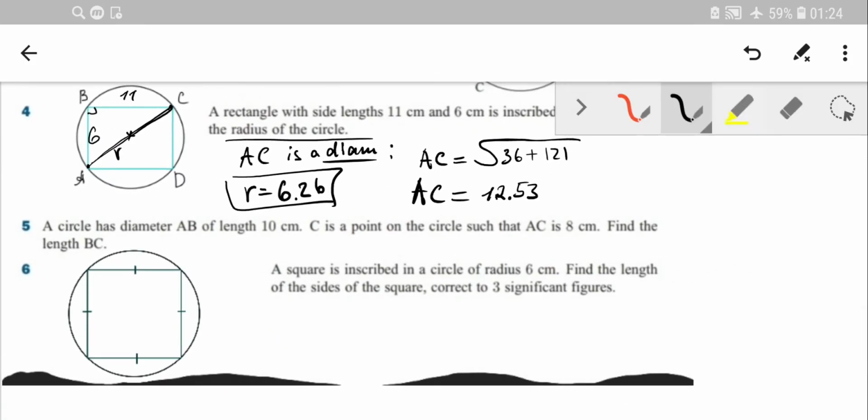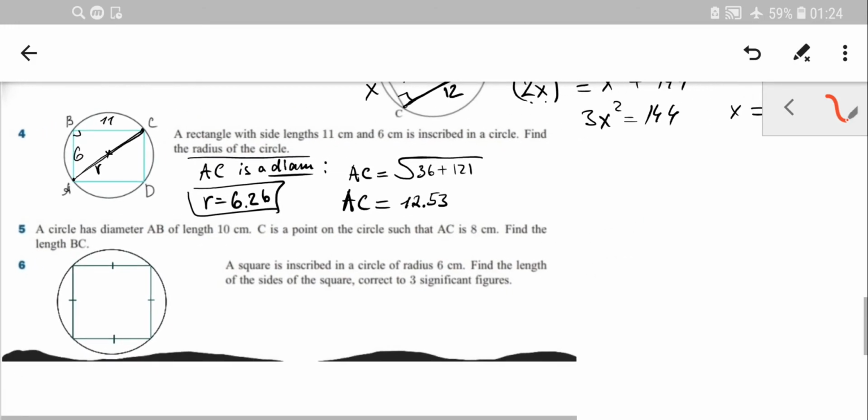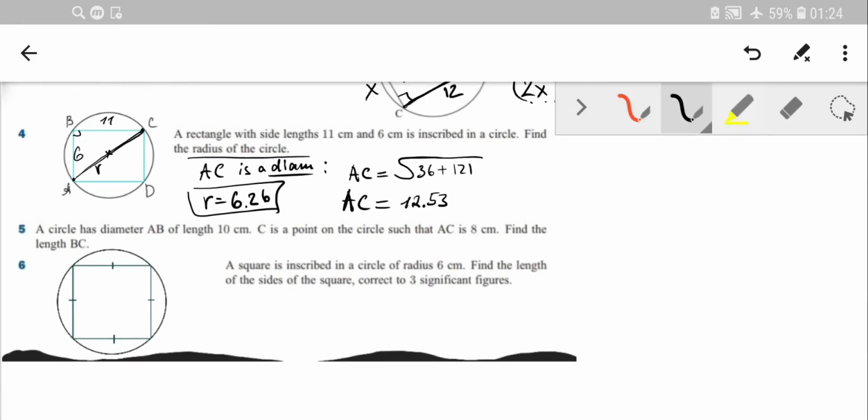Let's go on to problem 5. So a circle has a diameter AB of length 10. C is a point on the circle such that AC is 8 centimeters. Alright, so we have a diameter of the length. So normally we need to draw the circle.